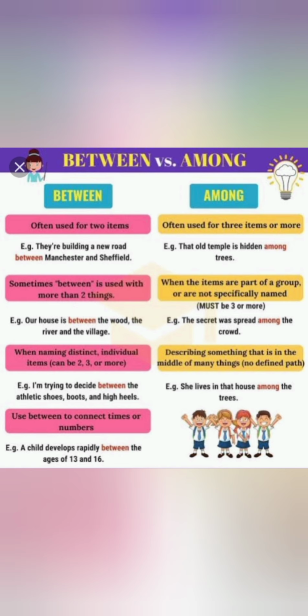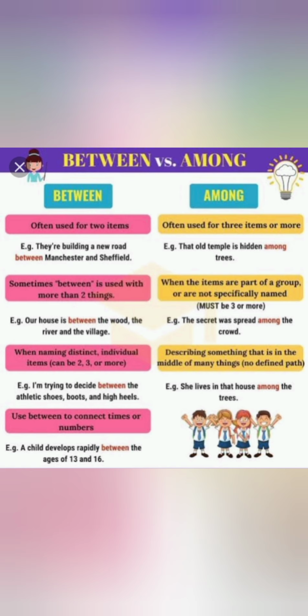Next are between and among. So students, where is between used? It is used when the position of any noun is being talked about in relation to two persons. As we say that Ram is sitting between Sham and Sita. So that is between. And among is used when there are three or more persons or things involved.